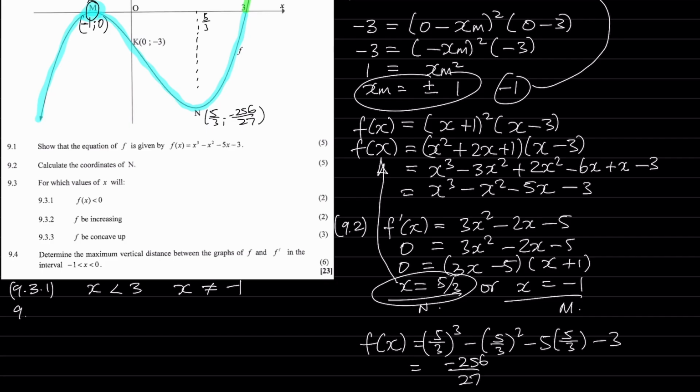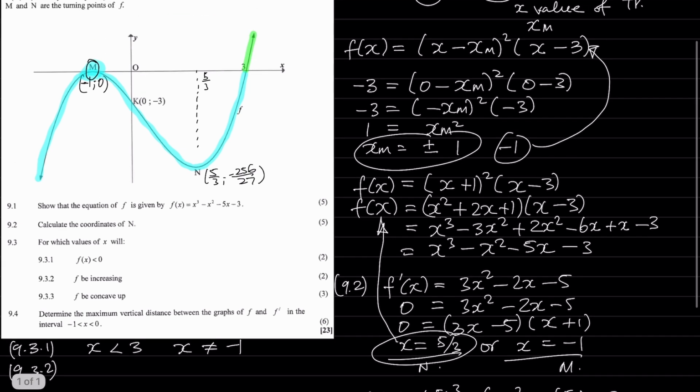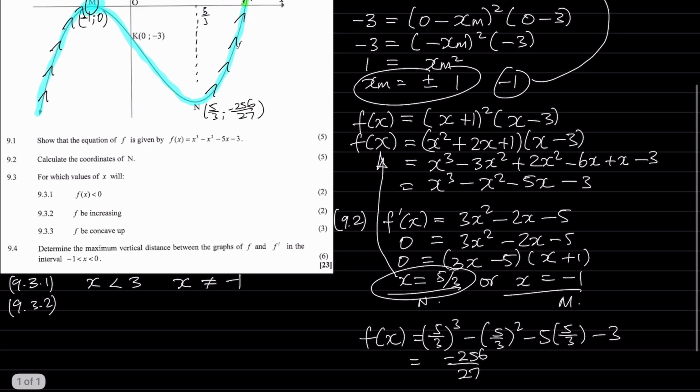Next question, 9.3.2. For which values of x will f be increasing? All right, so if you're reading this graph, you can see that it's increasing right here, and it's increasing right here. So it will increase when x is less than -1, or it will increase when x is greater than 5/3.